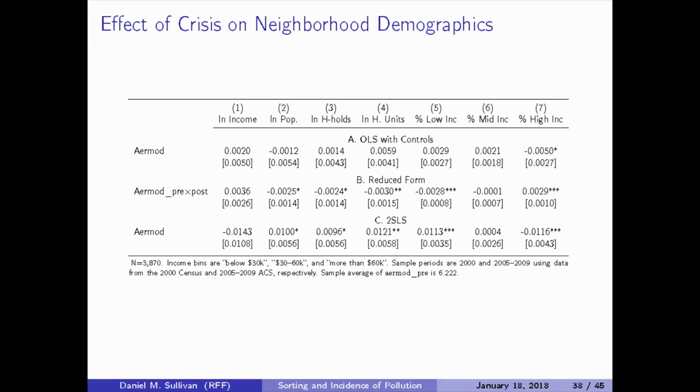So what I find here is that these are just OLS with controls. It's all muddy and gross. If we look at the actual shock, the reduced form, we see that in areas that got a bigger cleanup, population went down, the number of households went down, the number of housing units went down, and the fraction of people in low-income households went down and shifted to higher-income households.